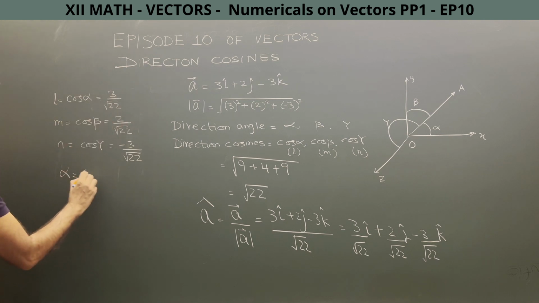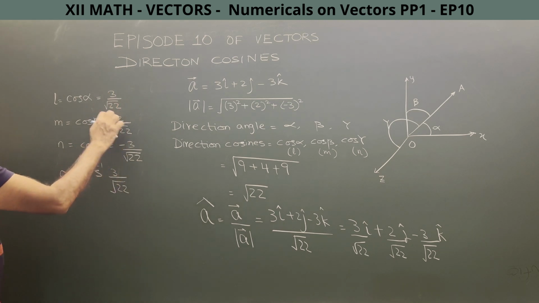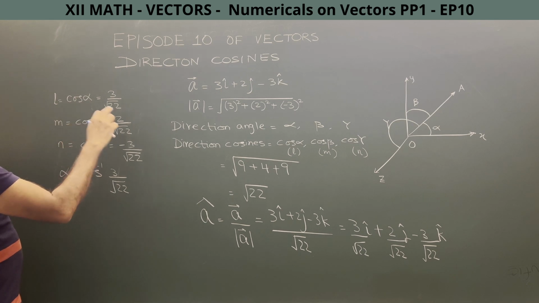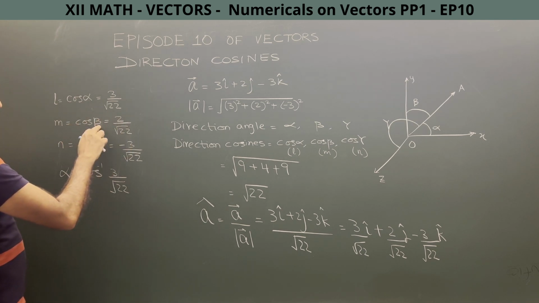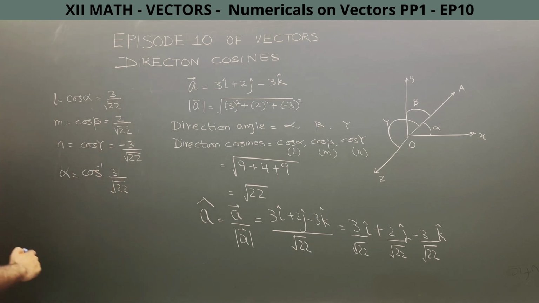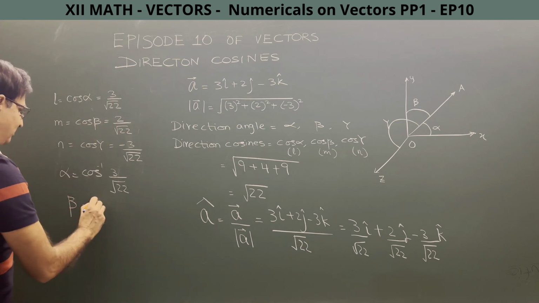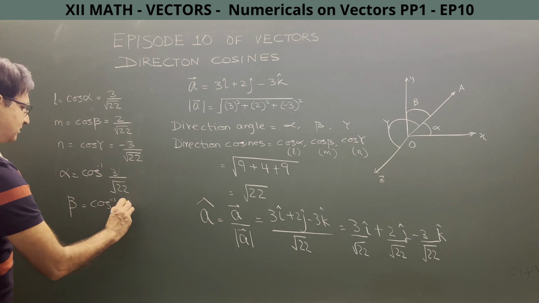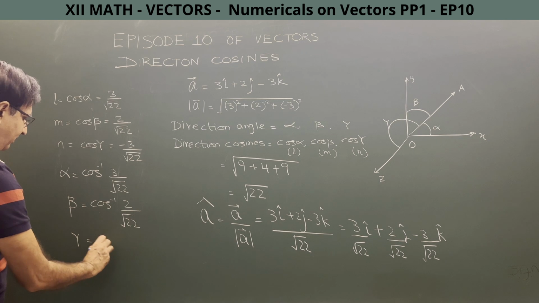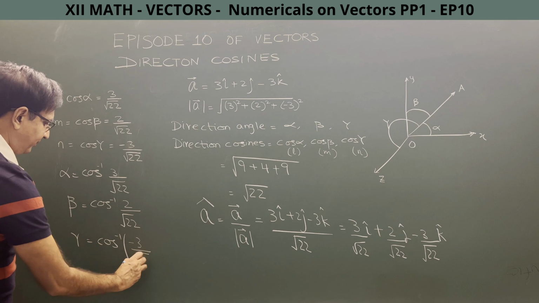Now if you have to find direction angles, what will alpha be? The cos will come to this side, so it will be cos inverse 3 by root 22. If this were a familiar number, say 1 by root 2, I could have said alpha is 45 degrees. If cos beta was 1, I could have said beta is 0. If cos gamma was 0, I could have said gamma is 90 degrees. But these are numbers about which I just can't do anything. So beta will be cos inverse 2 by root 22, and the third direction angle will be cos inverse minus 3 by root 22.